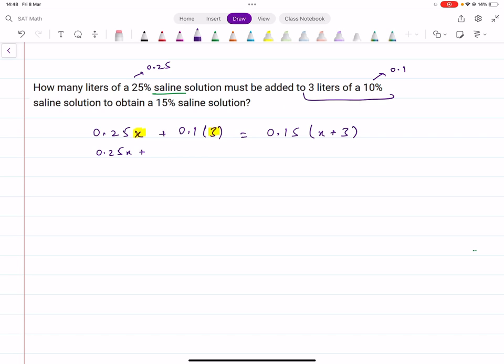0.25 times X plus 0.3, and that equals 0.15X plus 0.45. What do we get from that? We have 0.1X, that equals 0.15. And then when we divide it on the other side, X turns out to be 1.5. So this, which was X, turns out to be 1.5. All right. And that's our final answer. We don't have any options here, so we're going to write it down like this. That's 1.5 liters.